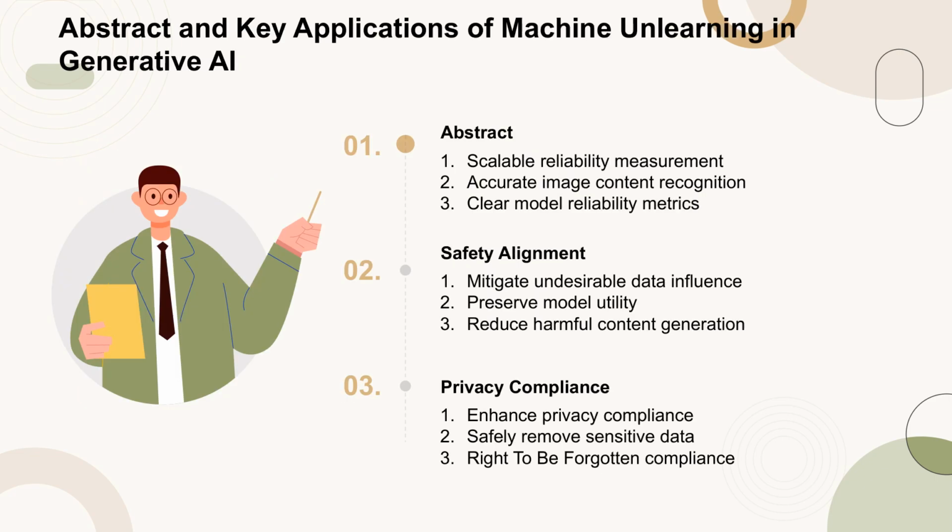The abstract introduces a scalable and clear method to measure the reliability of models in accurately recognizing image content. This reliability measurement is crucial for ensuring the accuracy and trustworthiness of generative models. In the context of safety alignment, generative models can benefit from unlearning techniques to mitigate the influence of undesirable data while preserving their utility for relevant tasks. This is particularly important for reducing the generation of inappropriate content.